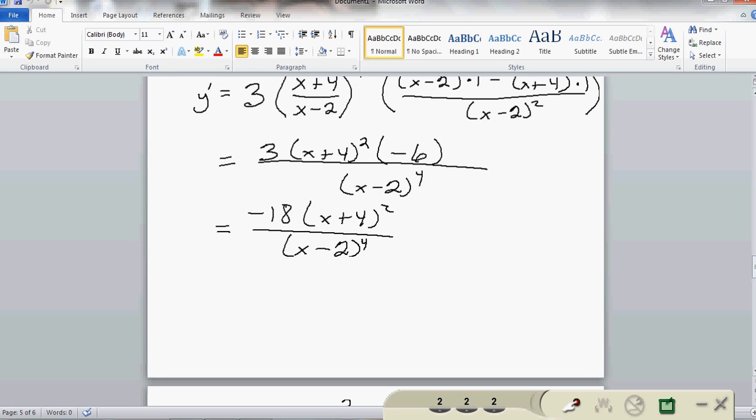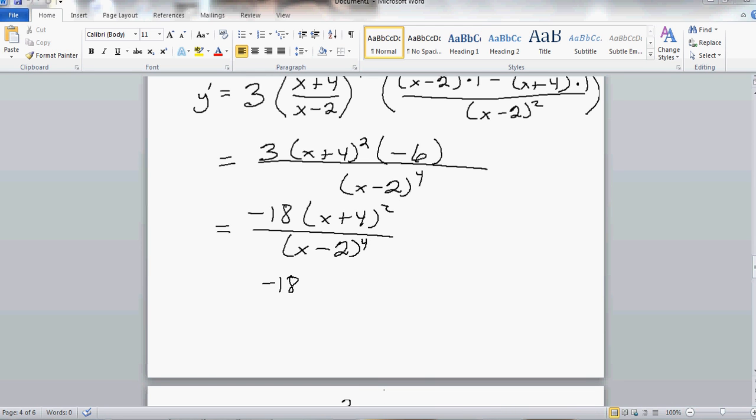Number 9, or here's what y prime is, so now we need to actually plug in the value of 3. So plugging this in at 3, we get negative 18 times 7 squared over 1 raised to the 4th power. That's negative 18 times 49 all over 1. And negative 18 times 49 is equal to negative 882. And so that, to complete the problem for number 9, we get that. I just forgot to plug in that final value.